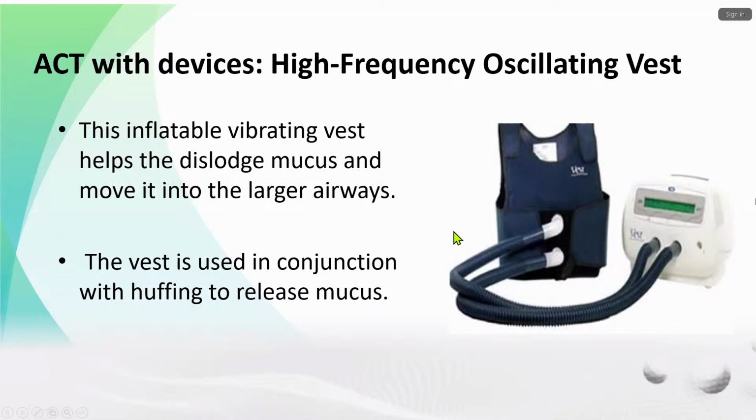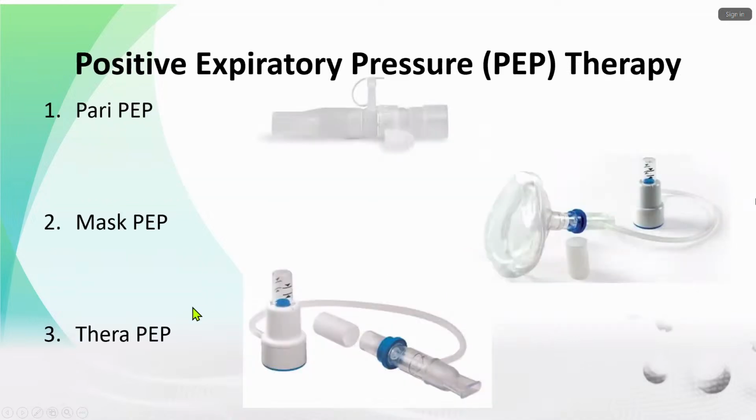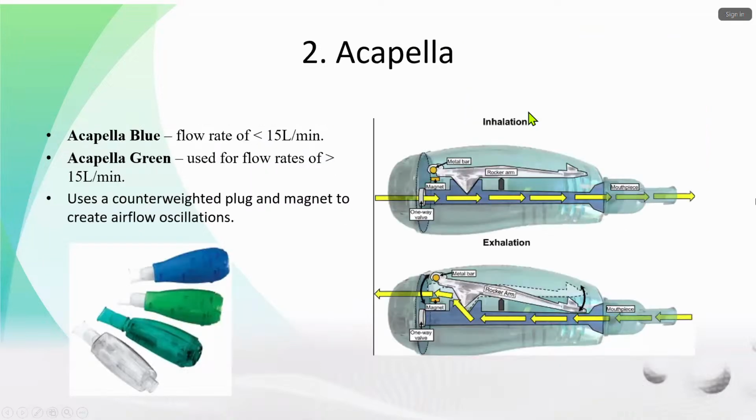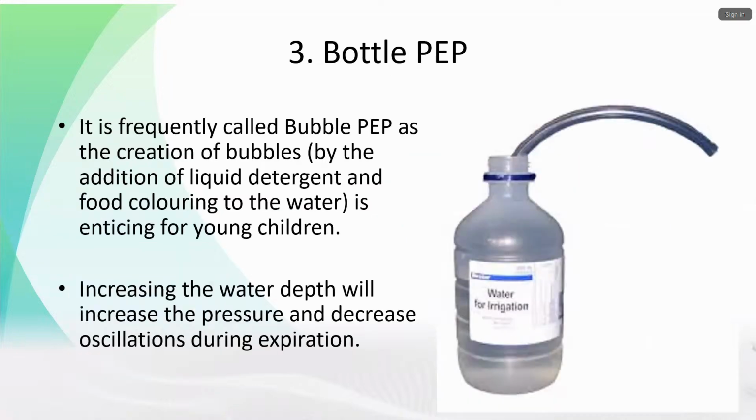This is the type of vest. The vest is used in conjunction with huffing to release the mucus. Then there are positive expiratory pressure therapies like PariPEP, mask PEP, and TheraPEP, which are available and low cost. Then some are oscillating, like you can use the Flutter or Acapella. The principle remains the same, and they are small portable devices and less expensive than the vest.